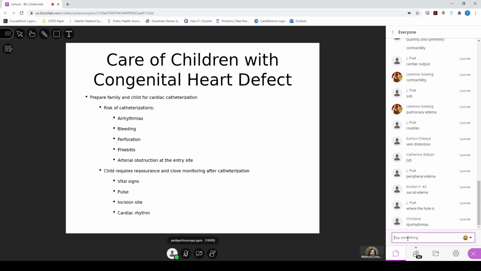Okay. Obviously, you have to monitor vital signs, incision site, and cardiac rhythm. Arrhythmias going into the heart, you really irritate the heart with the catheter, and you can often have arrhythmias during that. You're going to be watching for bleeding and also infection afterwards.